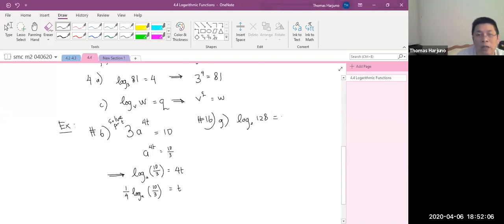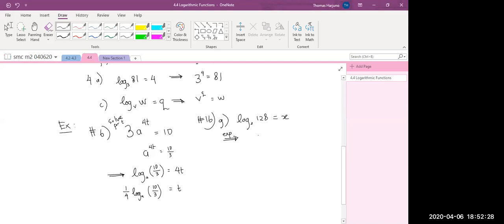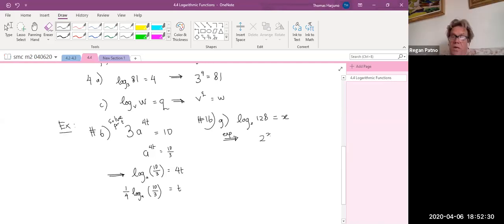Let's call this x first. And then I will rewrite that into exponential form. What will this be in exponential form? 2 to the x equals 128.